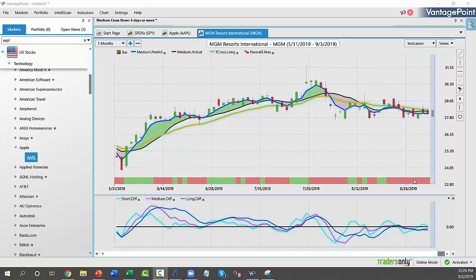This red bar down here is what they call the neural index, and it's again predicting a low here, and that's also predicting lows. When it's green, it's predicting highs.